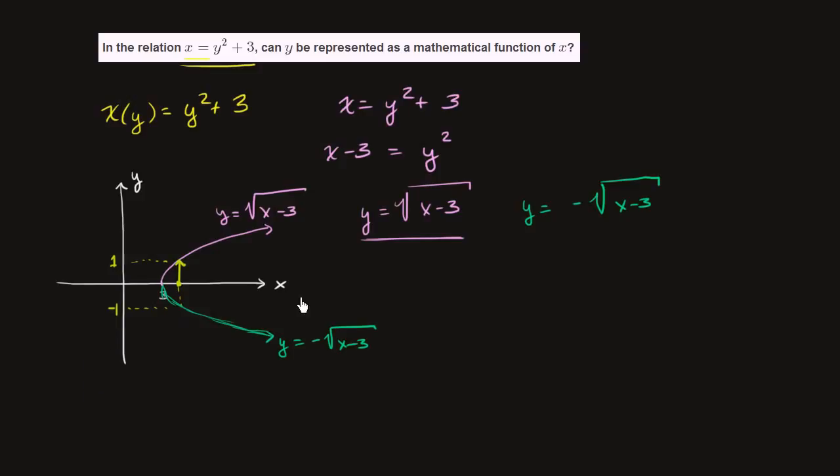So you can't have the situation, if you were to make a table, x and y as a function of x, where x is equal to 4, and at one point it equals 1, and then in another interpretation of it, when x is equal to 4, you get to negative 1. You can't have one input mapping to two outputs and still be a function. So for this relation, y cannot be represented as a mathematical function of x.